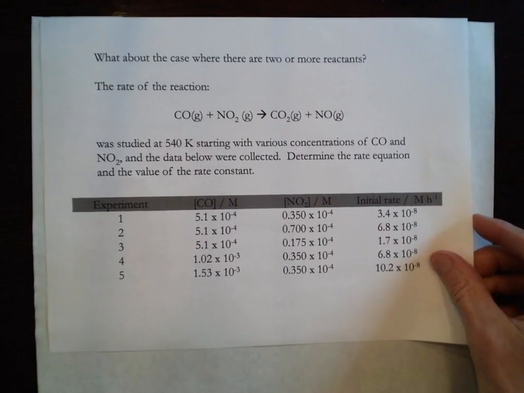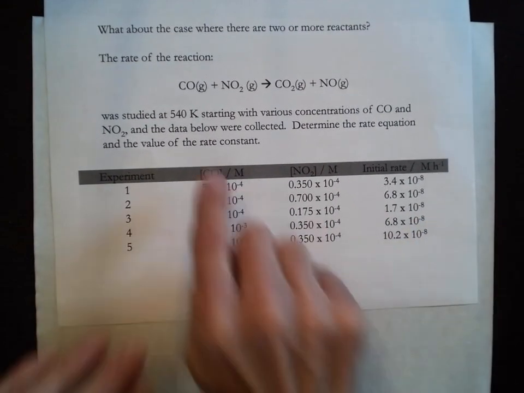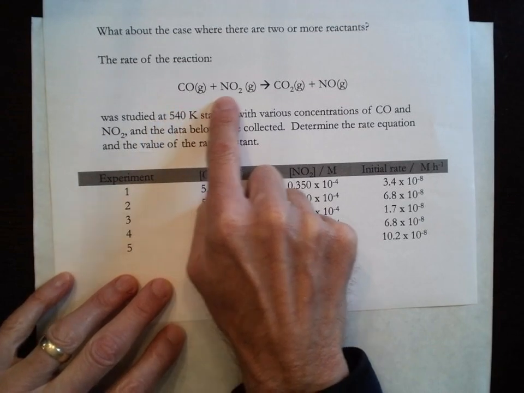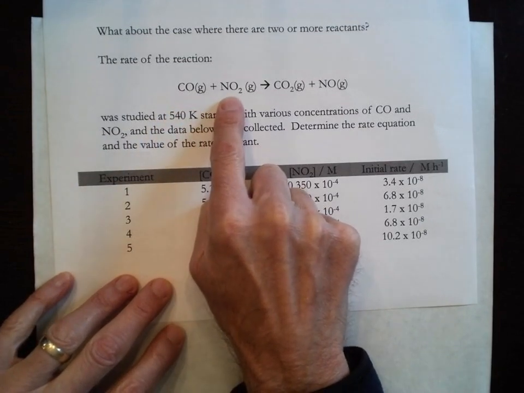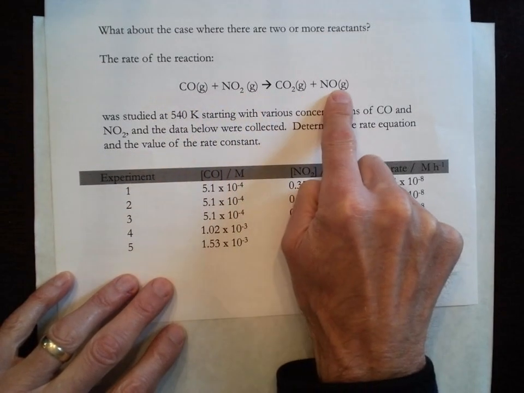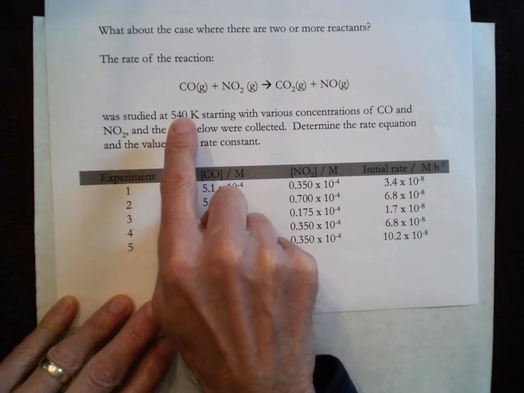So how is this done? Well, let's look at these data here. Let's say we're studying this reaction, the reaction between carbon monoxide gas and nitrogen dioxide gas to produce carbon dioxide gas and nitrogen monoxide gas. And we'll say this reaction was studied at a certain temperature.